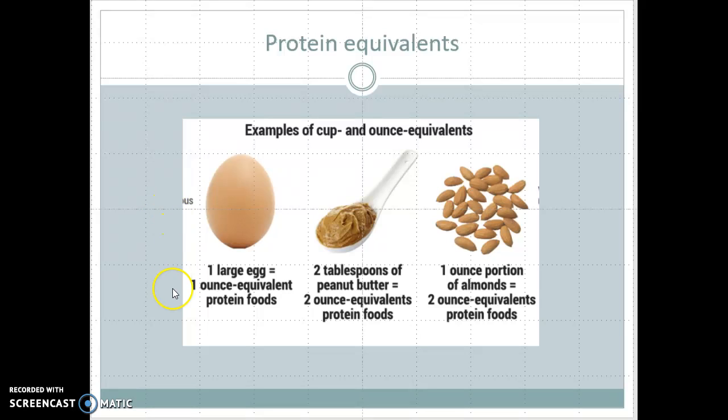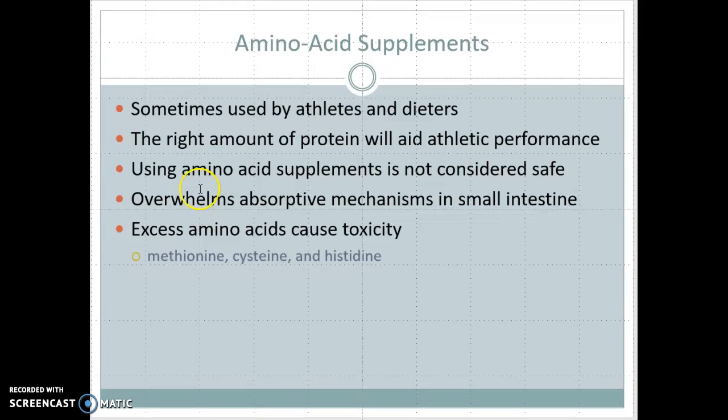Or you could eat 1 egg, or you could have 1 tablespoon of peanut butter, or 1 ounce of almonds, and all of those would give the same protein as 1 ounce of meat, if you want to make it equal that way. And the last thing here is, is it okay to take large amounts of protein?